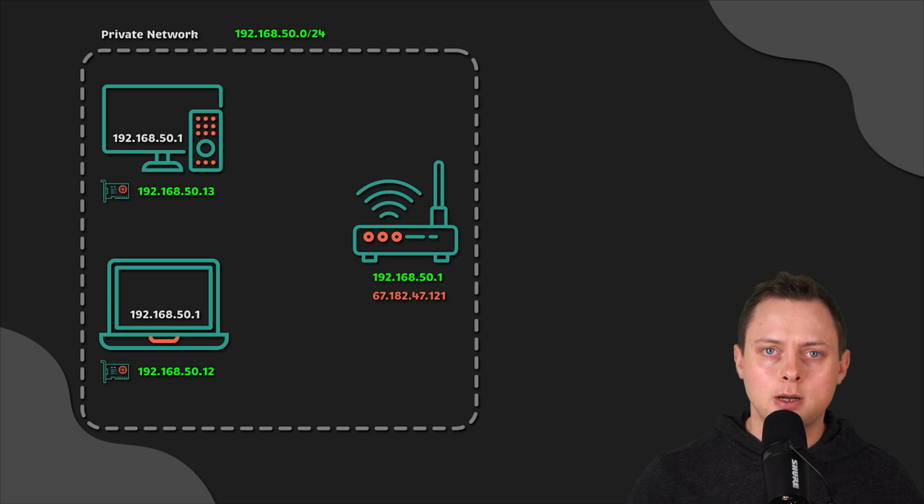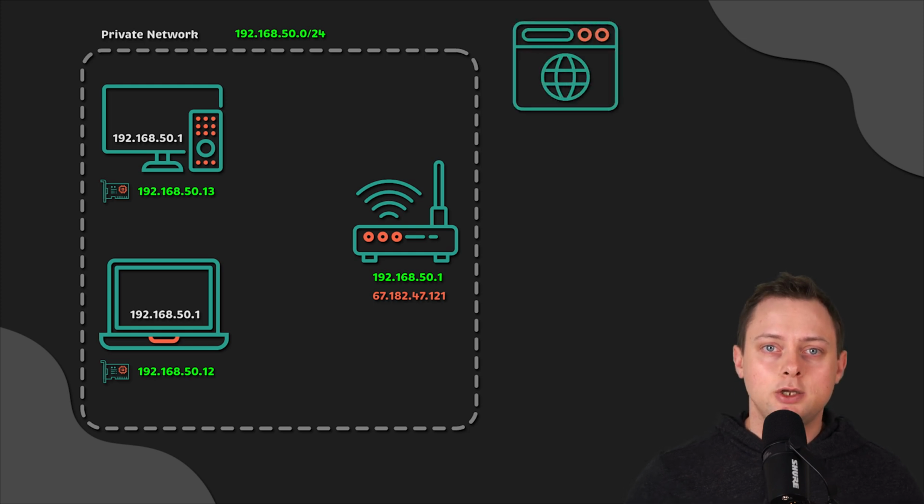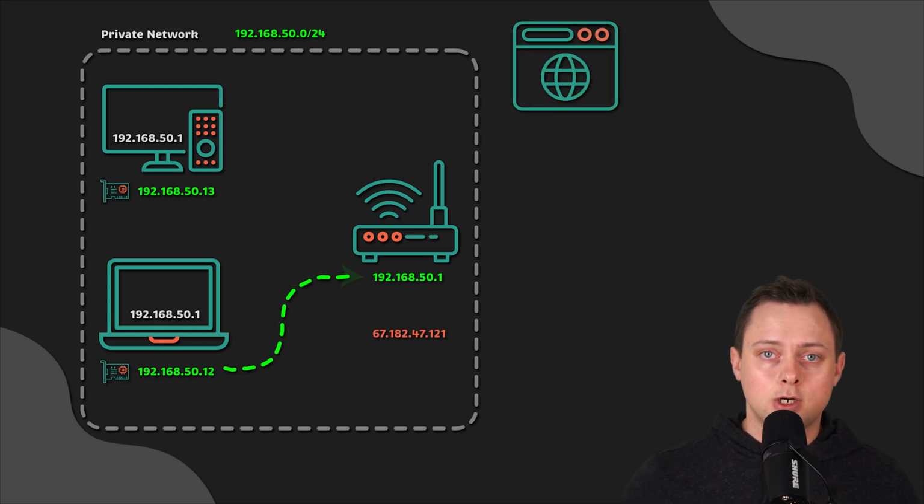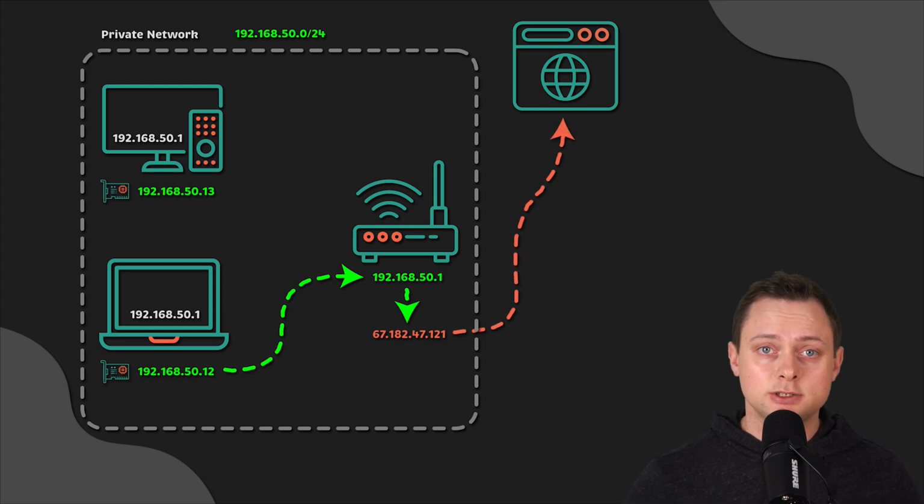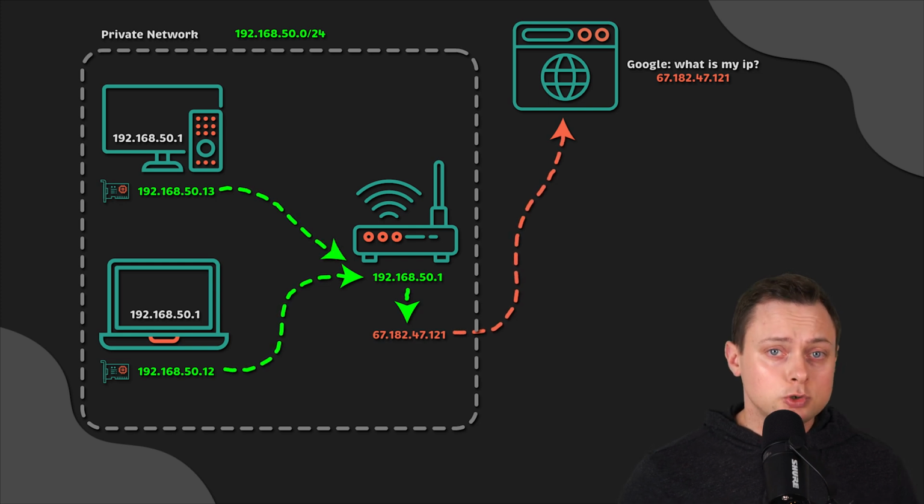Also, your router gets a public IP address provided by the internet provider. That IP can be statically allocated to your router if you pay extra, but typically it's dynamic and can change at any time. Now, let's say you want to go to the internet. When you open your browser and type google.com, your request goes from your device to the router. Then, to reach the internet, you need to get a public IP address. Your router acts as a NAT and translates your private IP to the public one. And then, using that IP address, you can reach the internet. If you type in Google, "What is my IP address?" you get the router's public IP address. The same thing with other devices. They all share the same public IP address when they need to reach the internet.